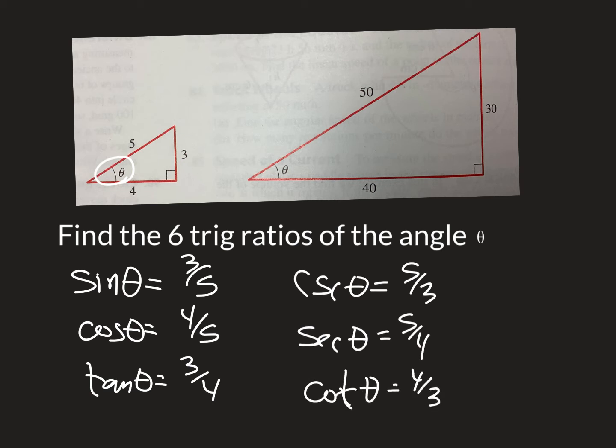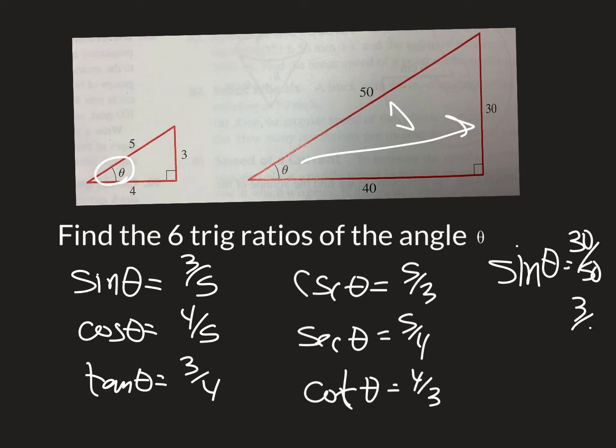Now, I put this other big triangle here to show you one thing. It doesn't matter how big the triangles are, the ratios are still the same. The functions are still the same. If I did sine of that big triangle right there, this big one, I would still go opposite over hypotenuse. I would get sine theta is 30 over 50, which also reduces down to 3/5, which is the exact same thing I got over here. So the size of the triangle is not as important as what the ratios are.